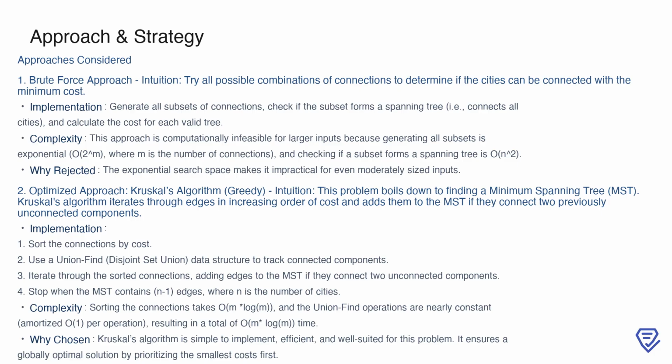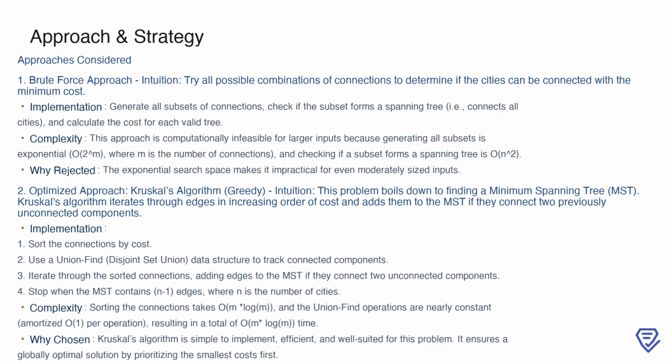To solve the problem of connecting cities with the minimum cost, we first considered a brute force approach. The intuition here is to explore all possible combinations of connections and identify which subset forms a spanning tree that connects all cities at the lowest cost. However, generating all subsets of connections is computationally expensive, with a complexity of O(2^m), where m is the number of connections. Additionally, checking if a subset forms a spanning tree requires O(n²) operations. This makes the brute force method impractical for even moderately sized inputs due to its exponential search space.